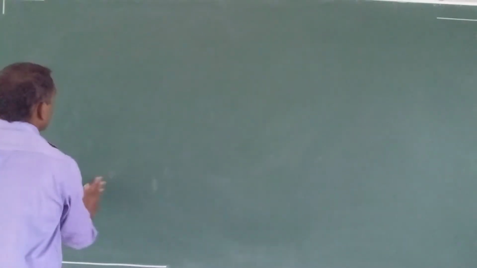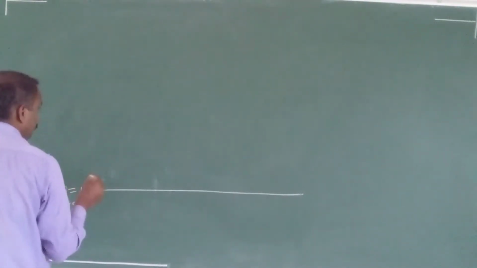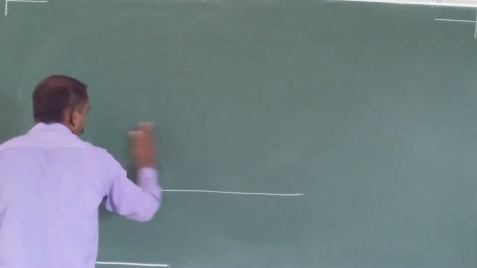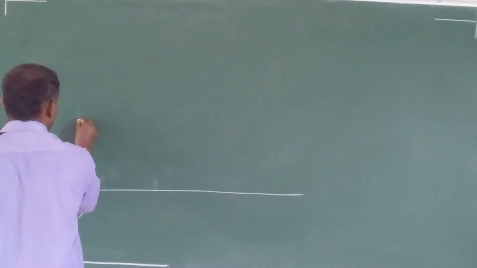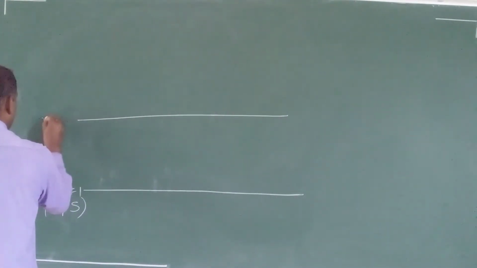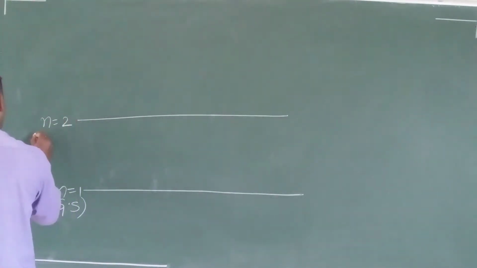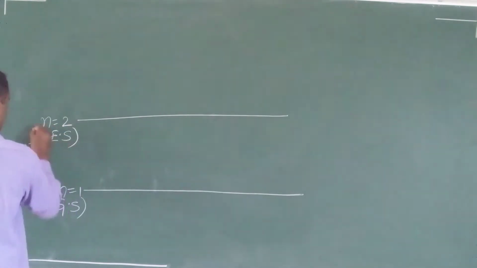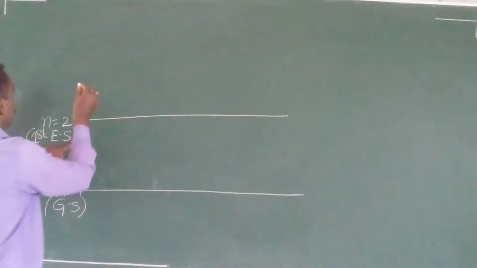So this is the first orbit, N is equal to 1. It is also known as ground state. Next, this is the second orbit, N is equal to 2. It is also known as first excited state. E stands for excited state.